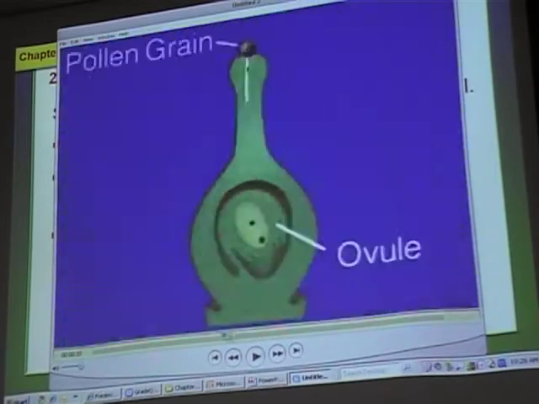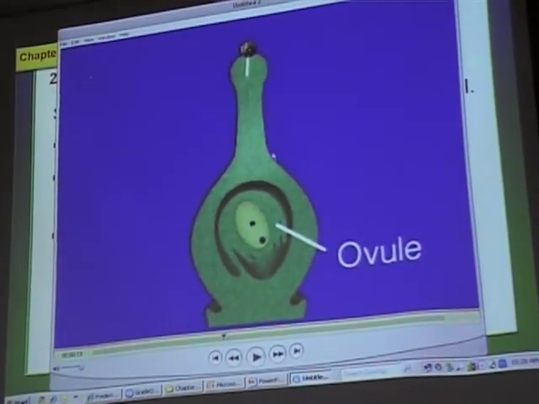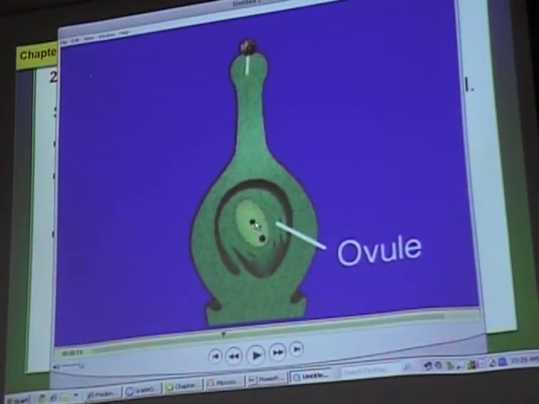Okay, they went through that kind of fast. Just let me show you here. Here is the pistil, the female part. There's the stigma. There's the style. Here's the ovary. And here's the ovule. And that's the female gametophyte. And that's the embryo cell. And that's the central cell with the two nuclei.